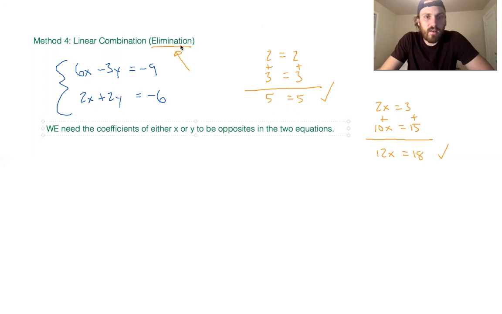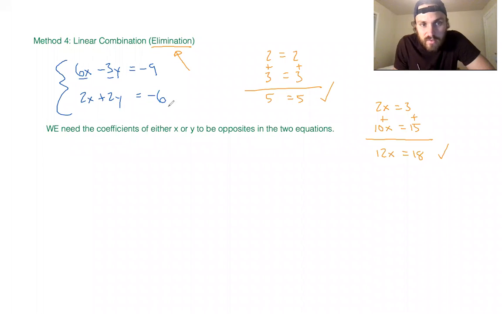So what do I mean by that? I mean that if this equation is going to be 6x, I want this to be -6x. If this is going to be 3y, I would want this to be -3y. So you want those to be opposites so that when you add the two equations, you can basically eliminate a variable.